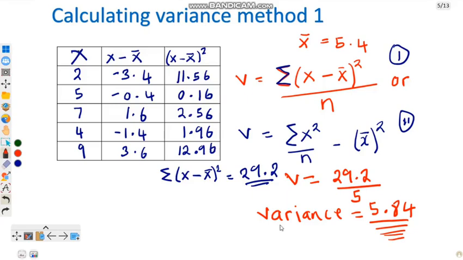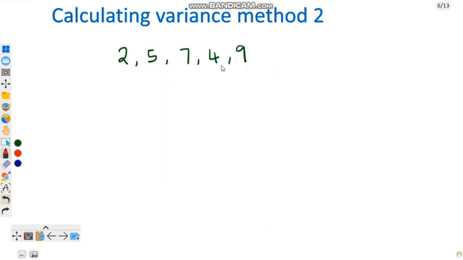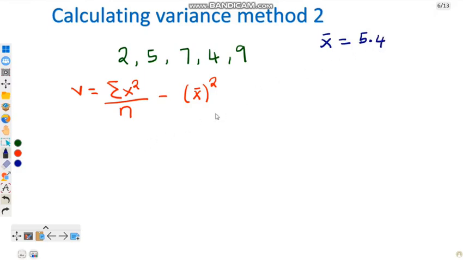So let's see how we can find it using method 2. Alright, so we can now answer the same question but using a different method. We are finding the variance. Remember the second formula: variance is equal to the summation of x squared divided by n, minus, in brackets, the mean squared. The mean is equal to 5.4.